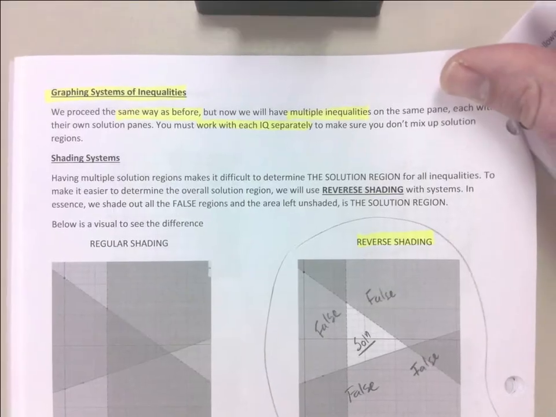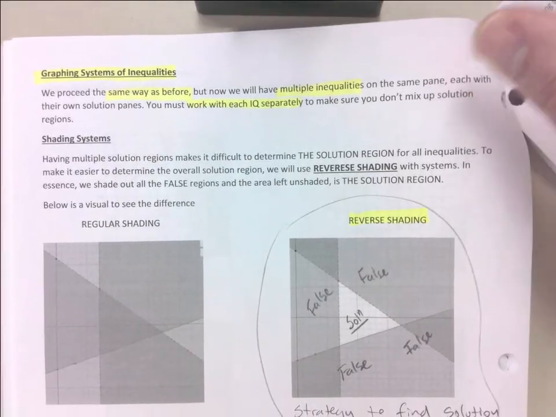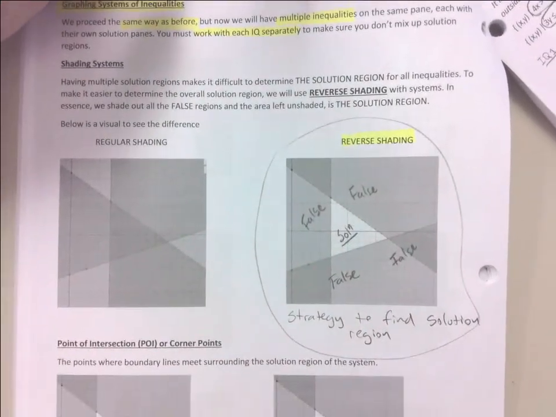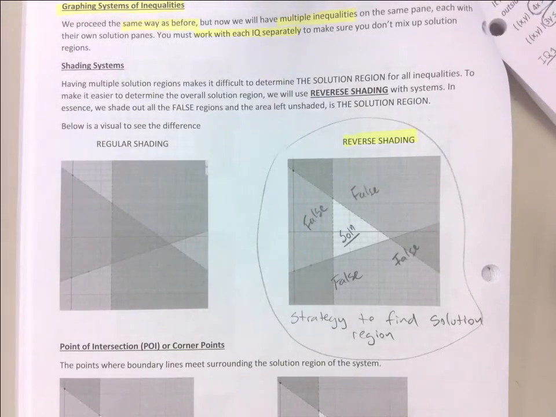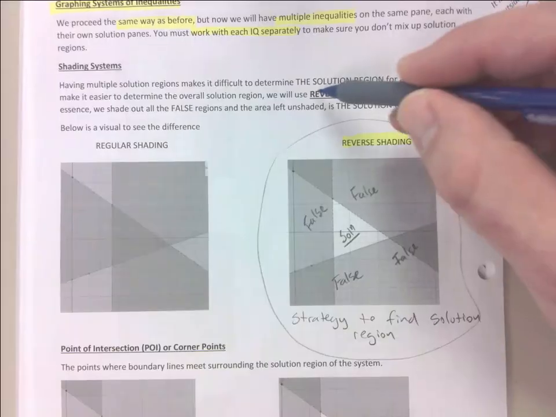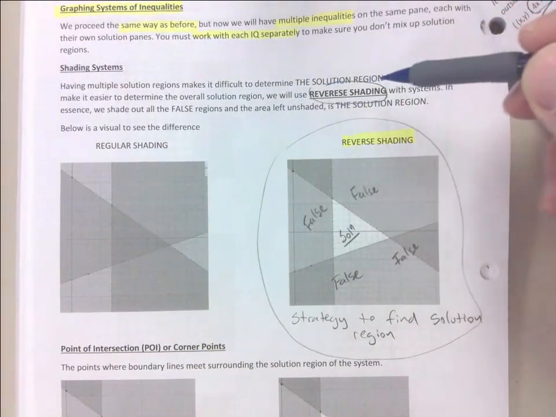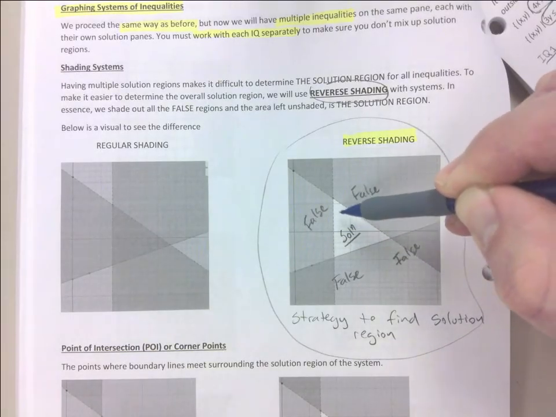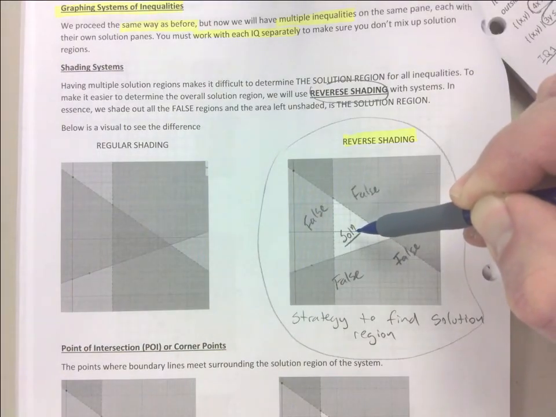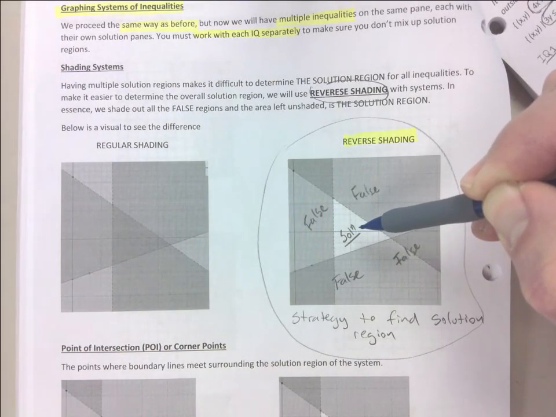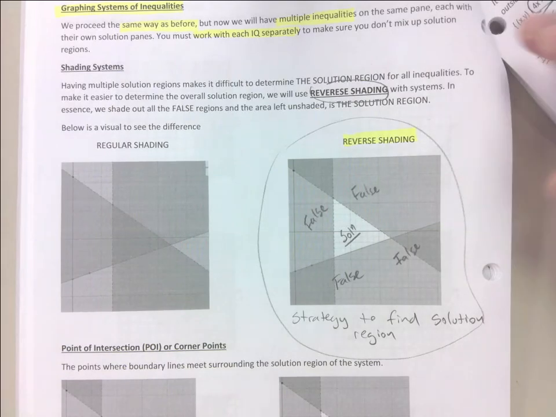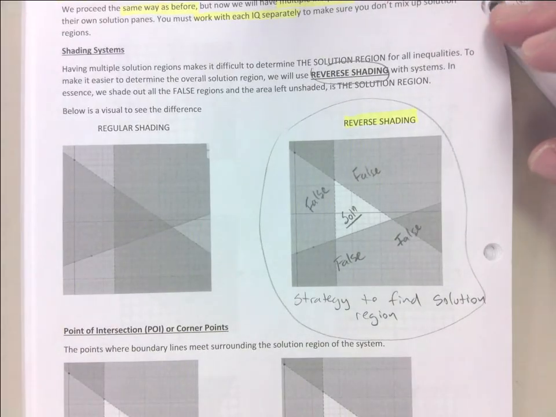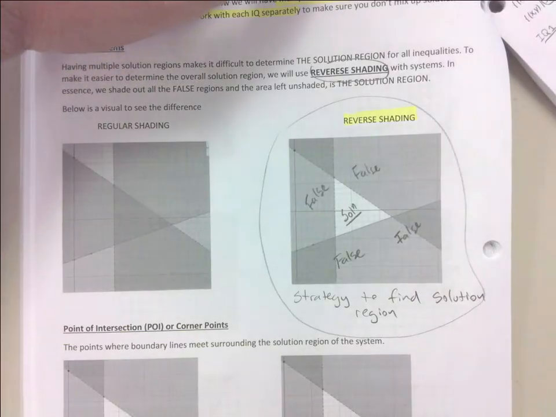Let's go to page 29. I already covered a few things. I said that for the purposes of what we're doing and to make it easier, we're going to use reverse shading. Okay? We're going to use reverse shading, which means the area that is not shaded ends up being true for all inequalities involved. And so it's much easier to locate the solution region. So it's just a technique. A textbook would never do that. So that's just a technique we use to make our lives a little bit easier.